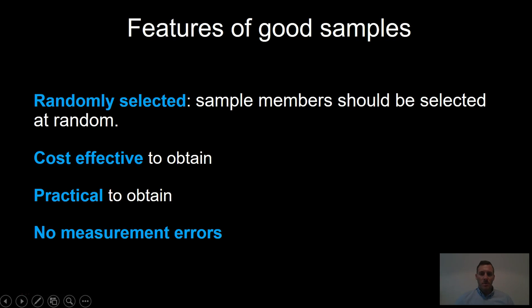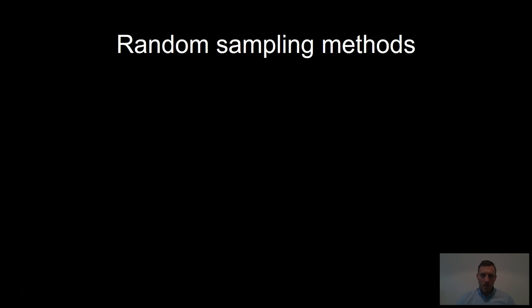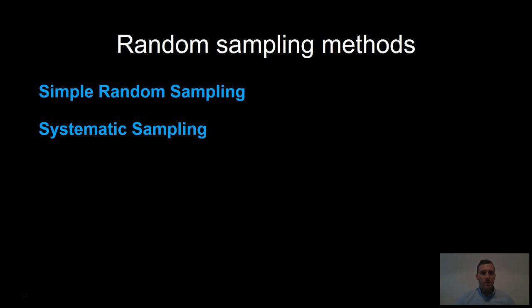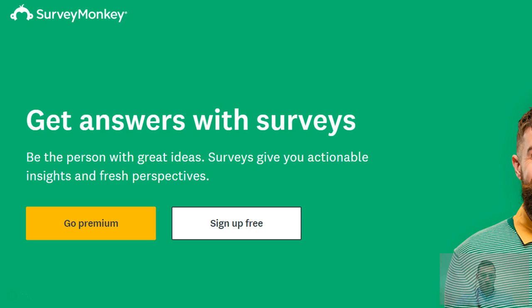The sample needs to have no measurement errors. Measurement errors lead to outliers, values that are noticeably different from other values. This is caused by the way we've obtained the data. The best way to avoid bias when selecting a sample is to make sure that the sample is randomly selected. Three ways to do that are simple random sampling, systematic sampling, and stratified sampling. We'll look at these in more detail in future videos.